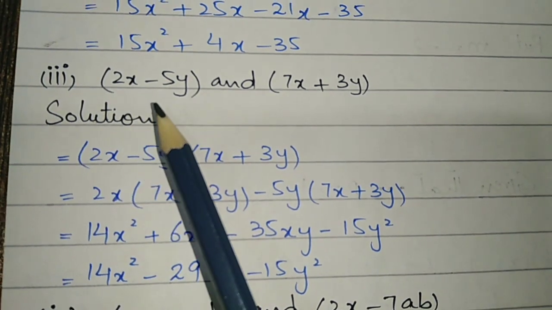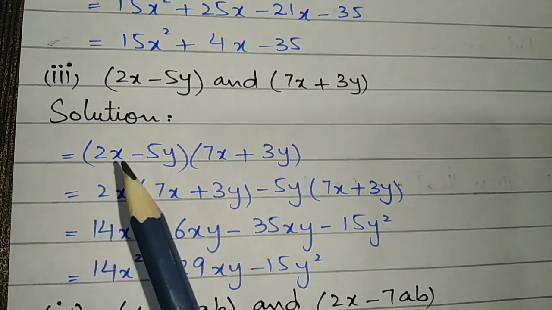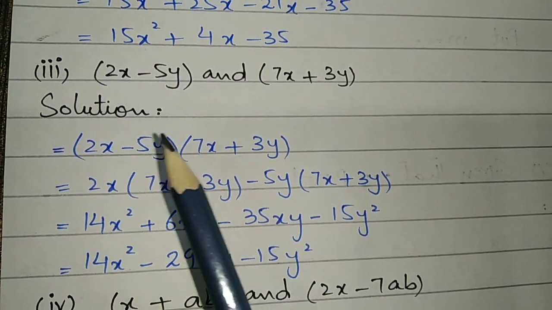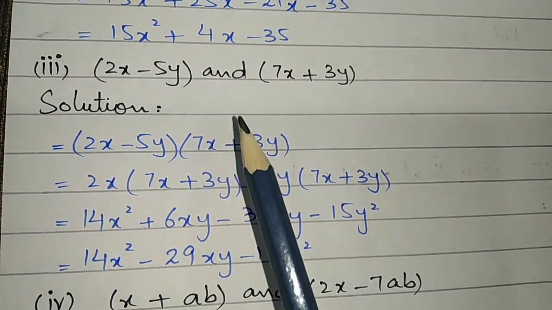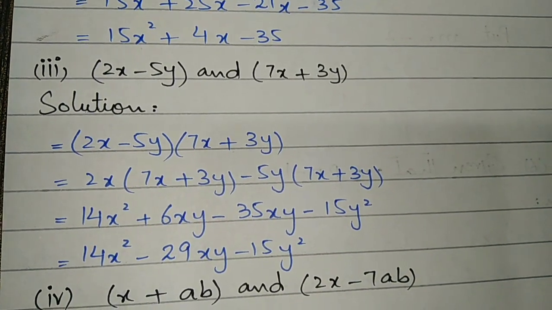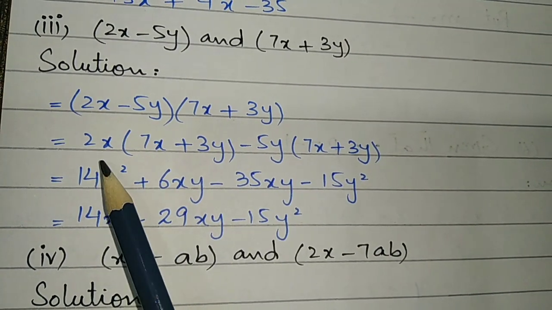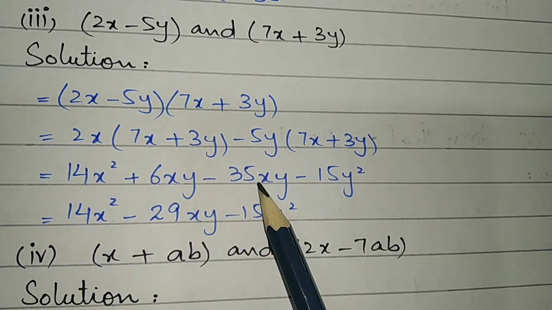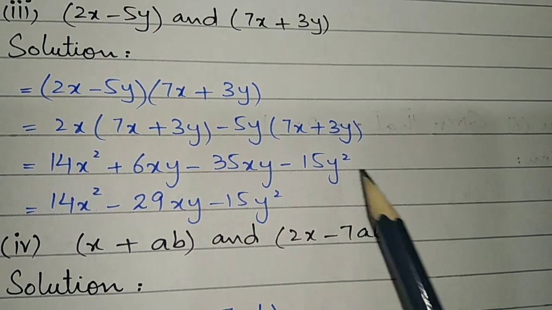Part number 3 is 2x minus 5y and 7x plus 3y. We have to find the multiplication. So 2x minus 5y times 7x plus 3y. Now 2x is going to be multiplied with the whole bracket, 2x times 7x plus 3y. Negative 5y is going to be multiplied with the whole bracket, that is minus 5y times 7x plus 3y. Now 2 times 7 is 14, x square, plus 3 times 2 is 6, xy, negative 5 times 7 is 35, xy, plus, minus 5 times 3 is minus 15, y square.